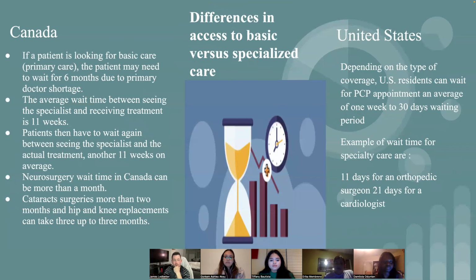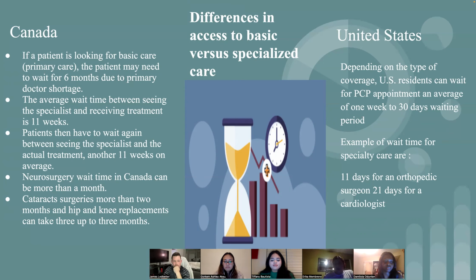When we talk about the differences in access to basic versus specialized care, in Canada, if a patient is looking for basic care, like a PCP, the patient may need to wait 6 months due to the primary doctor shortage. The average wait time between seeing the specialist and receiving treatment is 11 weeks. Neurosurgery wait time in Canada can be more than a month. Cataract surgery is more than 2 months. Hip and knee replacements can take up to 3 months.